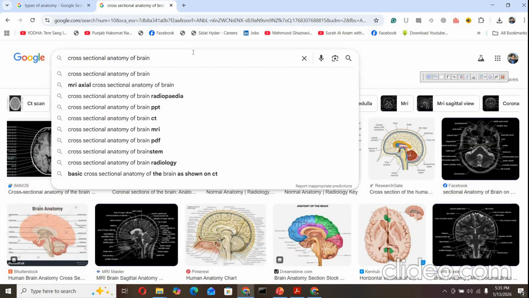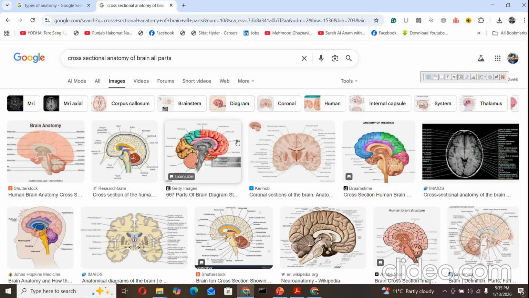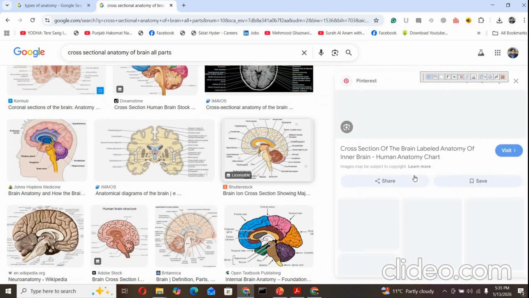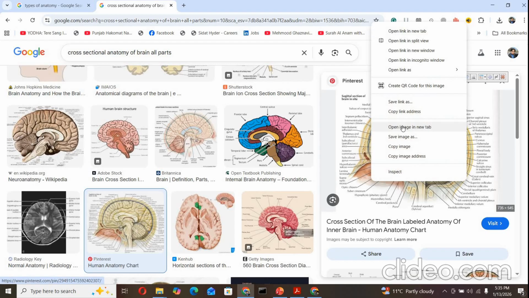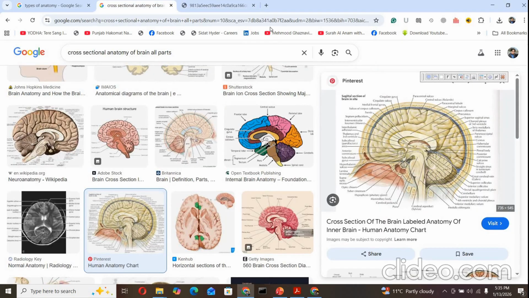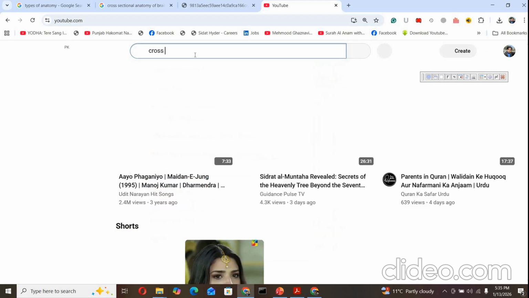Sectional anatomy of the brain, all parts. So it is the complete overview of the cross-sectional anatomy of the brain, and all the major organs of the brain are discussed here. Let's also have a video overview of what the cross-sectional anatomy really is.